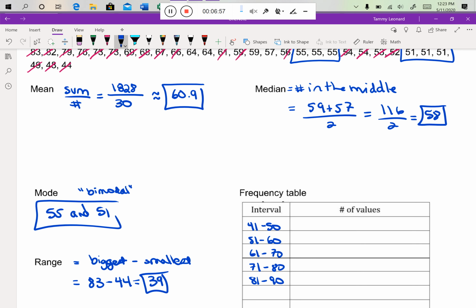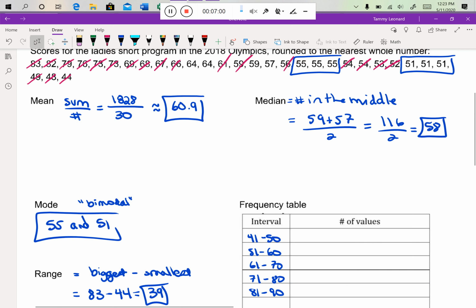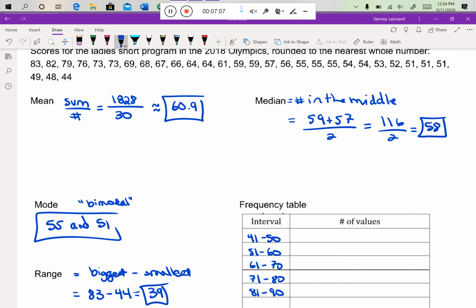So since our data is in order, it should be pretty easy to figure out how many values are within each interval. So from 41 to 50, well, 1, 2, 3, there's only 3 data values in that. From 51 to 60, 1, 2, 3, 4, 5, 6, 7, 8, 9, 10, 11, 12, 13, 14 values. That was a very popular scoring range.